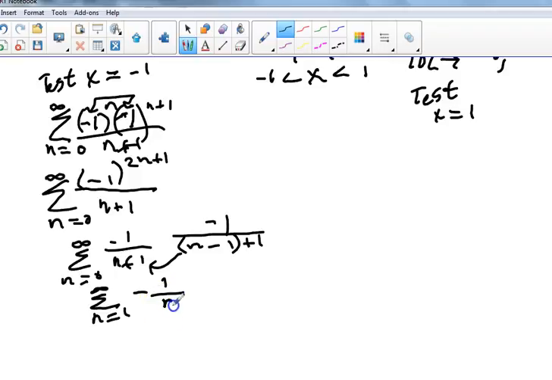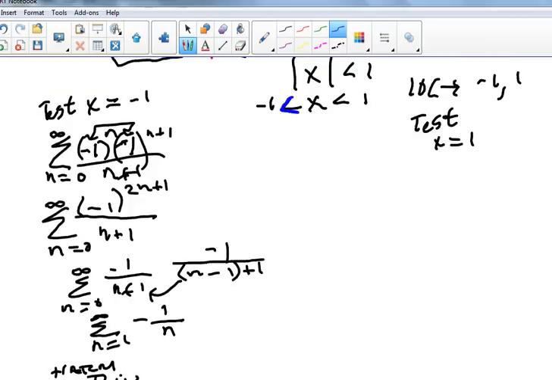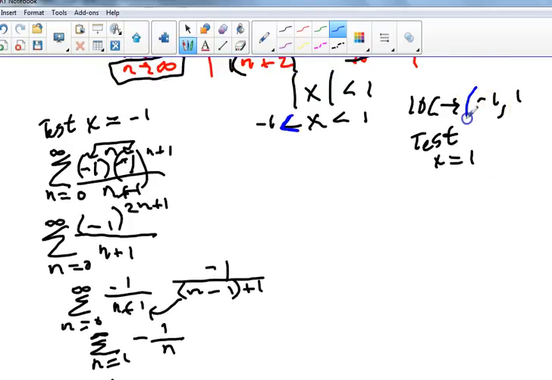And that should excite you and delight you because that's harmonic, right? It's harmonic and it diverges. So I know the left endpoint truly is -1, not included. So I can come back up here and say my interval is -1, not included for sure.